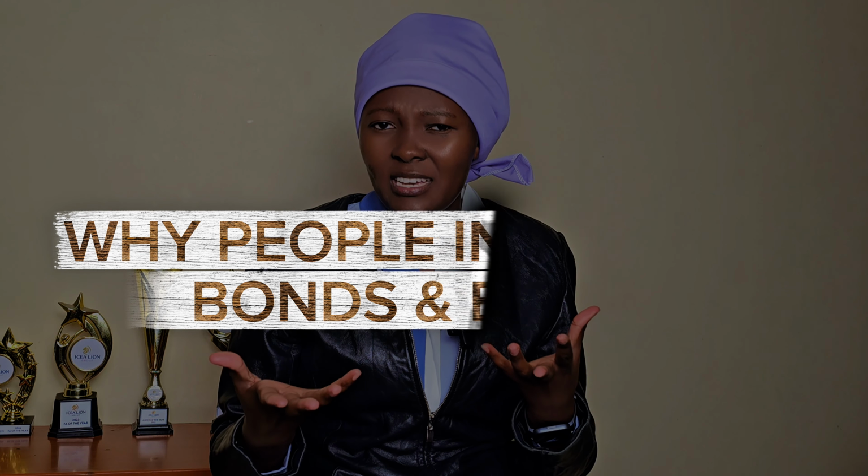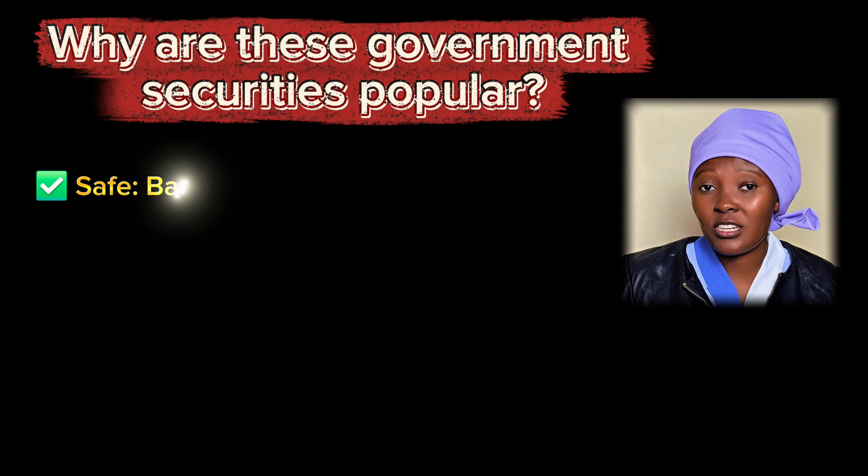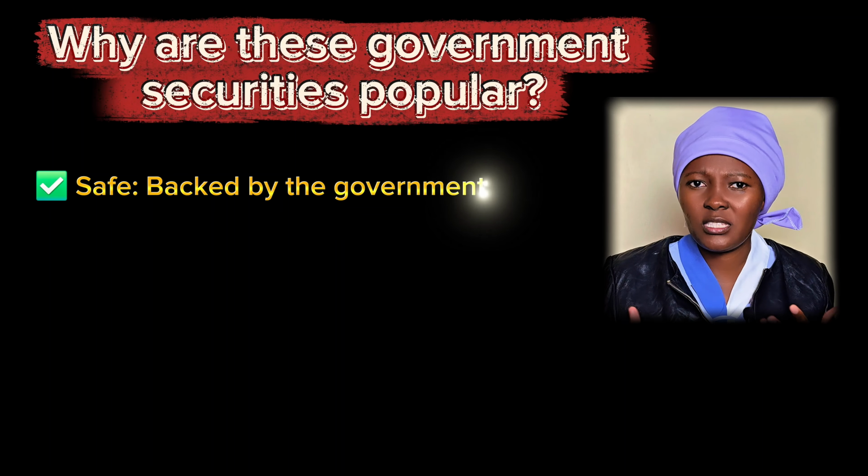The next thing I want us to discuss is why people invest in government securities, or why they are popular. One reason is their safety, because they are backed by the government. They are known as a low-risk investment, because the only point at which you can lose your money is if the government goes bankrupt, which in most cases, like the government of Kenya, is not something that can happen in the coming years. It is a developing country, and we have quite a stable economy.